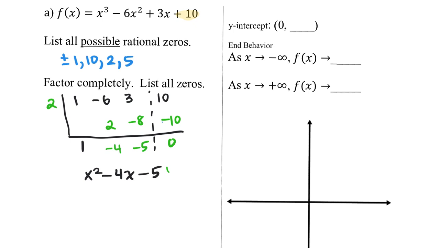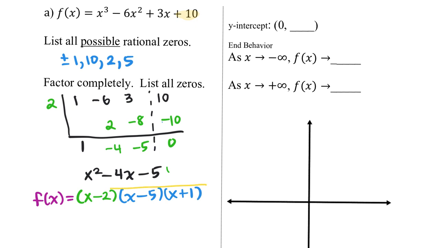So what do they want me to do? They want me to factor this completely. Okay, so let me see. I'm going to say f of x equals, my first 0 I found was positive 2, so the factor is x minus 2. And then if I go ahead and factor x squared minus 4x minus 5, that would be x minus 5 and x plus 1. Okay, so that's fully factored.